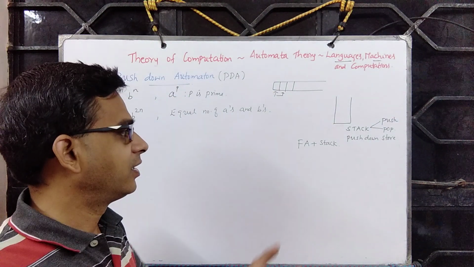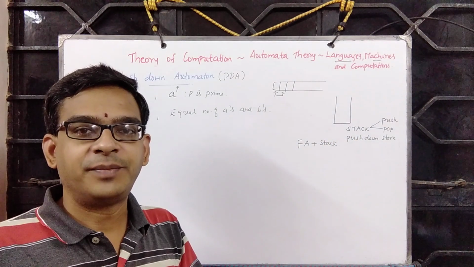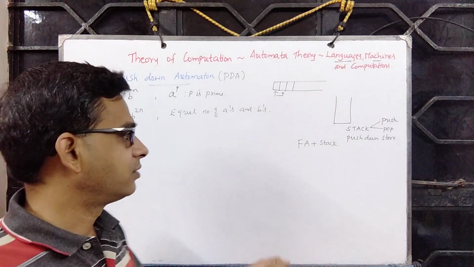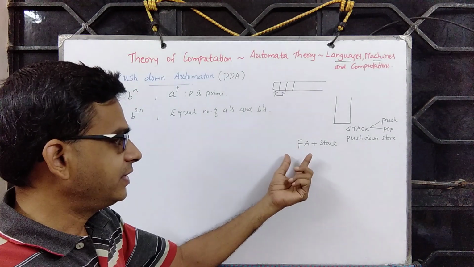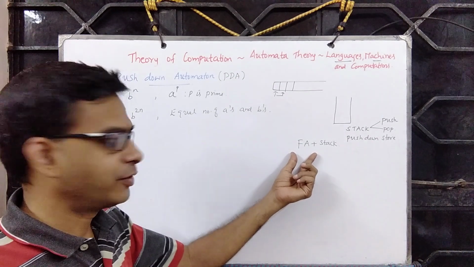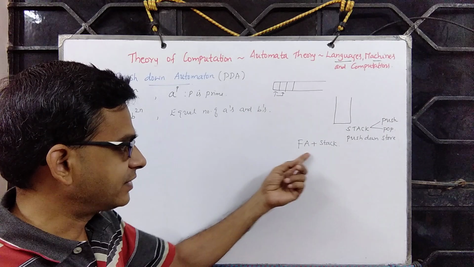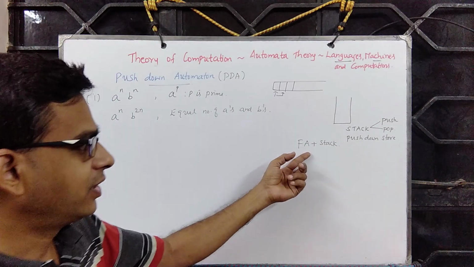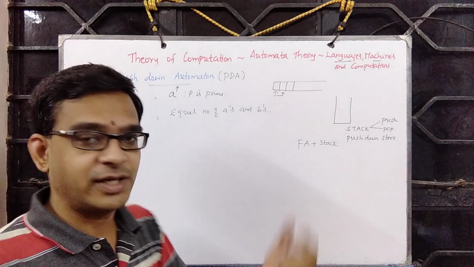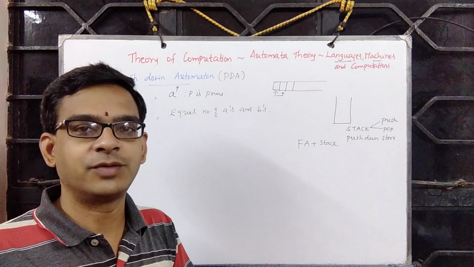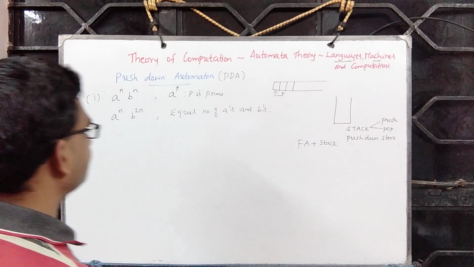In the sense that, can this stack increase the computational power of finite automaton? By providing stack to finite automaton, are we increasing the computational power of finite automaton? Meaning, some of the languages not accepted by the finite automaton, can it be accepted by this machine, which is finite automaton plus stack or push down automaton? Okay, so that's precisely the focus.